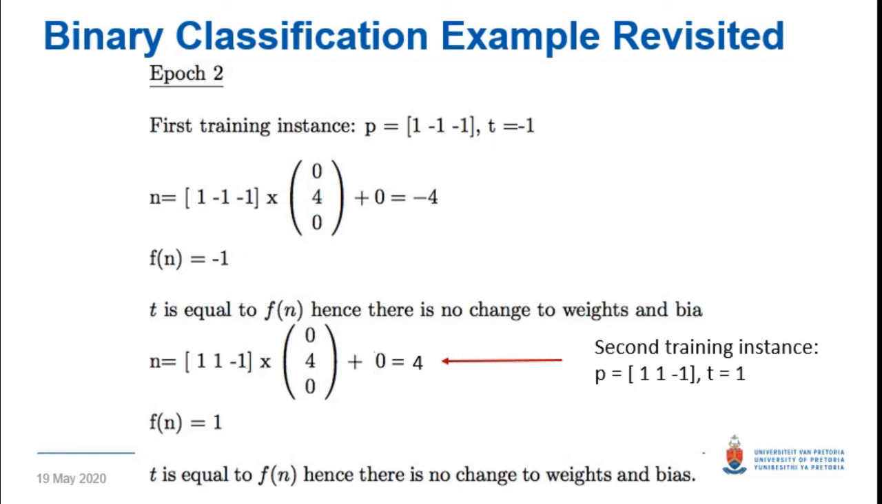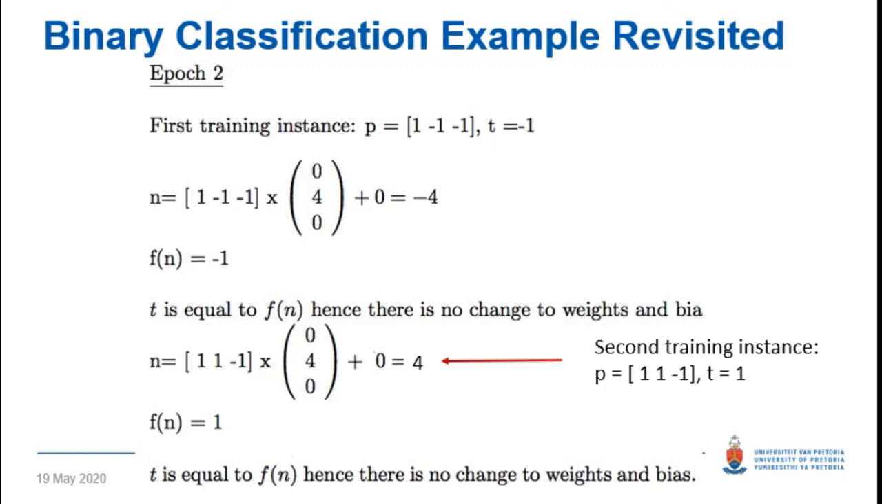If we look at the next element in our training set, there's no change to the weights and bias because your t values are the same as your f of n value. So your t value for the previous training instance was minus 1, and your f of n value is also minus 1. So for that reason, we don't change the weights and the bias. We use the same weights and bias. We move to the next element of the training set, or the next instance.